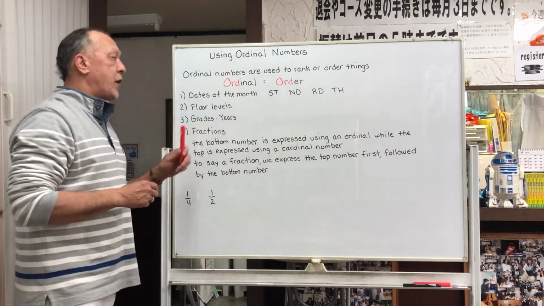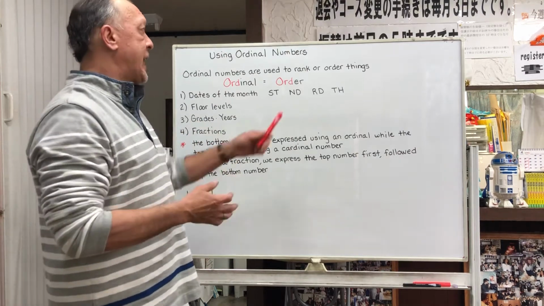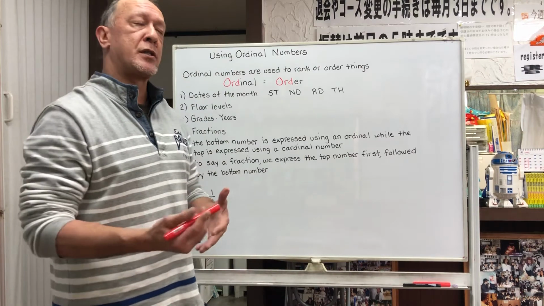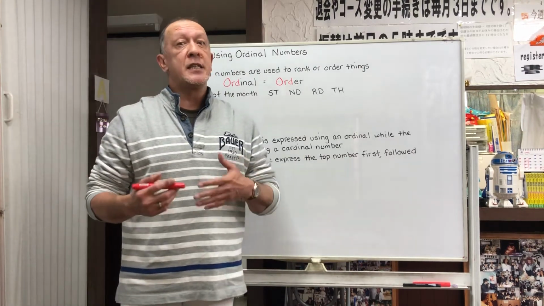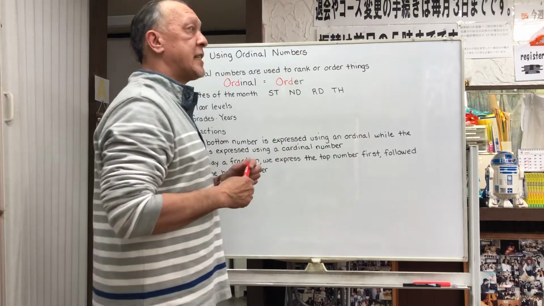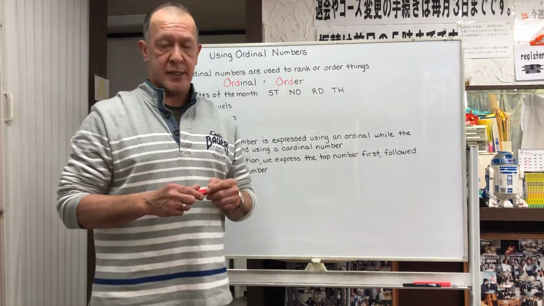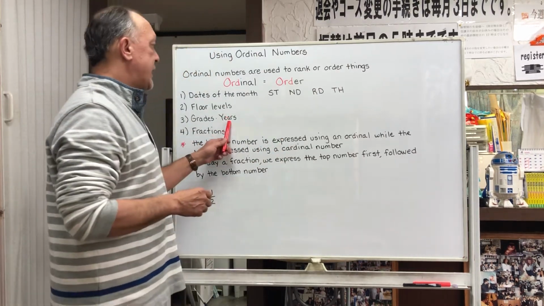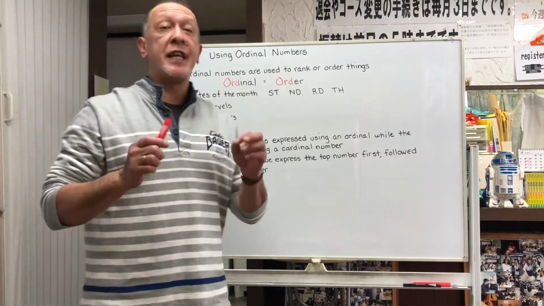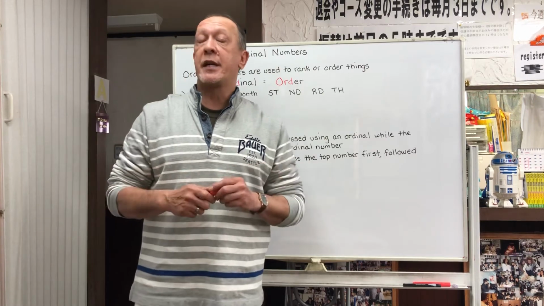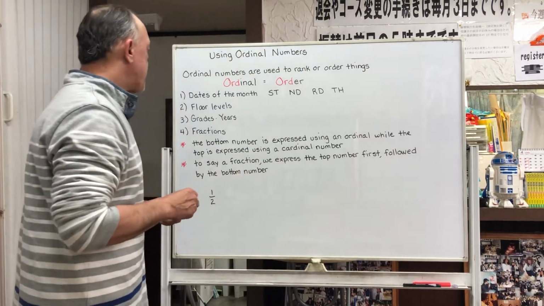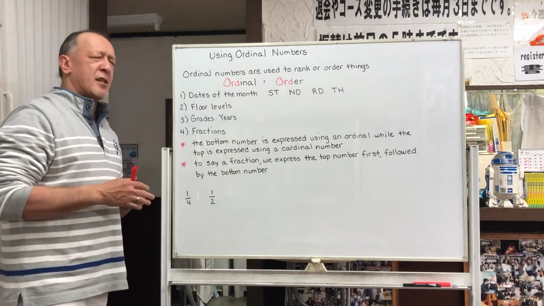Another one is grades or years. Again, going back to ranking and order. My daughter is in the 6th grade. My son is in the 12th grade. When it comes to years, an example, this is my 15th year at eMix.